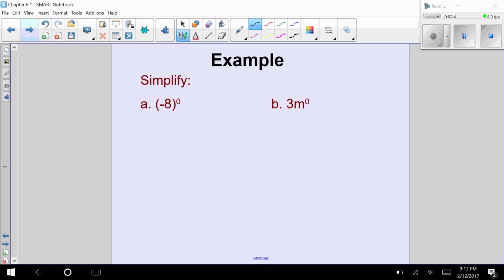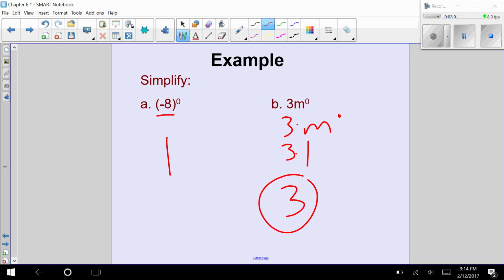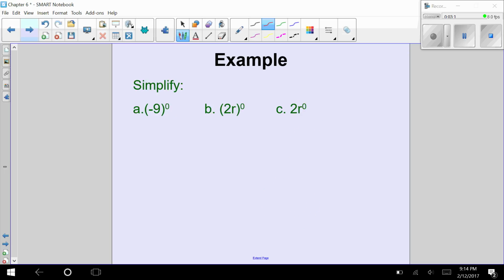Let's look at two examples. This first example, negative 8 to the 0 power. The whole base is negative 8, so anything raised to the 0 power is just 1. For letter B, we have a 3 times m to the 0 power. That 3 is hanging out front. M to the 0 power is just 1. 3 times 1 gives me an answer of 3. Note that since the 3 is not part of the base of the exponent, it is not raised to the 0 power. Try these 3.